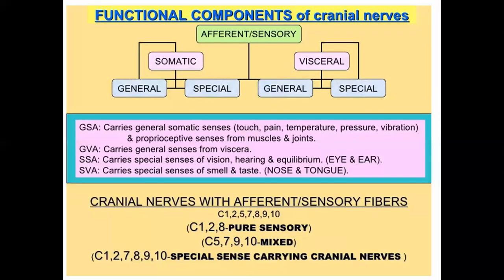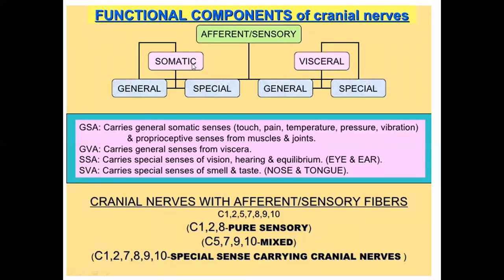Now when we look at this afferent component, it has got again subdivisions. Like you can see here, a somatic component and a visceral component. Now what do you mean by that? Somatic component is related to or dealing with the body wall. Whereas visceral component is related to the viscera, that means internal organs.